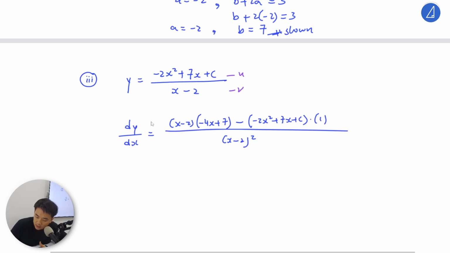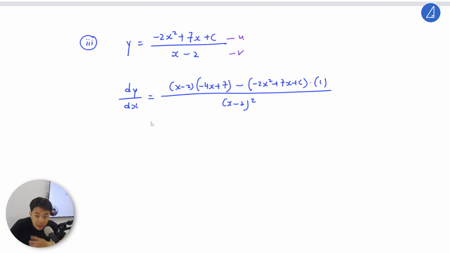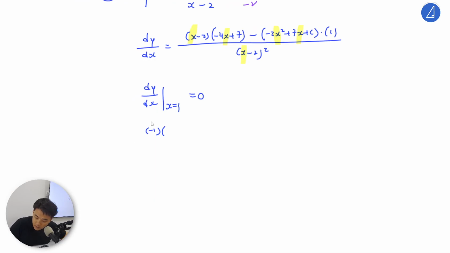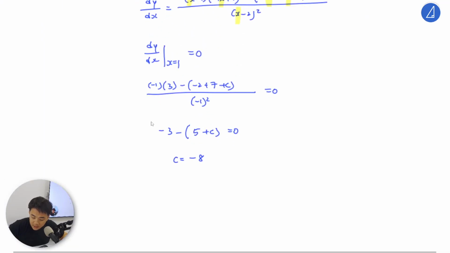So you can get that answer. Obviously, you don't need to expand everything because we are given the boundary condition, right? So when x equals 1, dy/dx is 0, so we just sub 1 inside the expression. So there'll be negative 1, and this will be 3. Minus 2 plus 7 plus C, multiplied by 1, over minus 1 squared, equals 0. There you go. So I'll get C is minus 8.